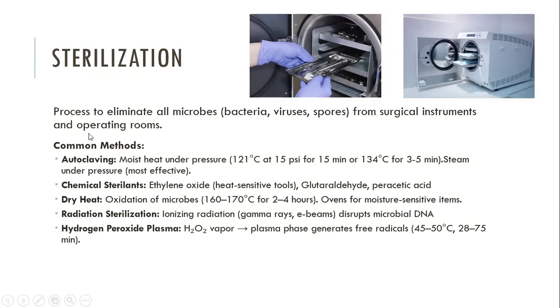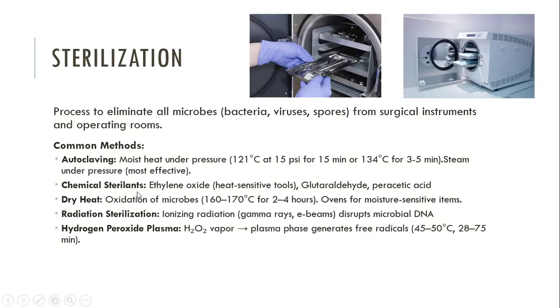So, what are the common methods employed for sterilization? Autoclaving is the most effective and most commonly used method for sterilization. In this method, instruments are put at a very high temperature, at a certain pressure, and for a certain time. They are given moist heat under pressure, like heat of 121 degrees centigrade at 15 psi for 15 minutes. So it is steam under pressure that kills all the microbes.